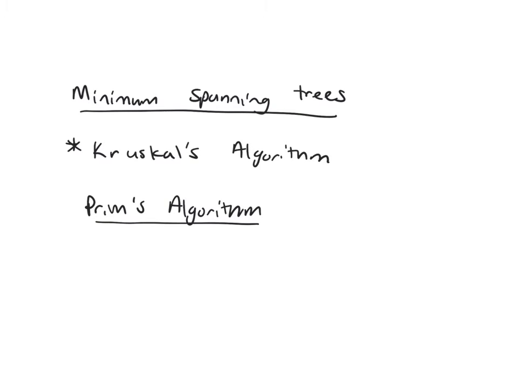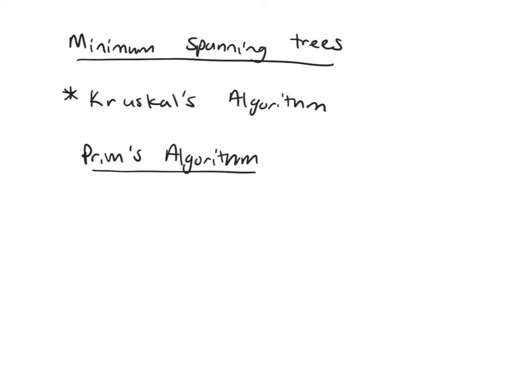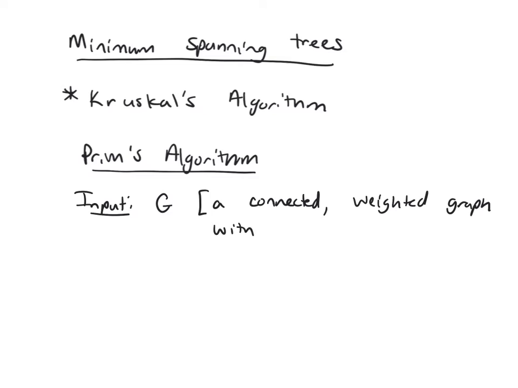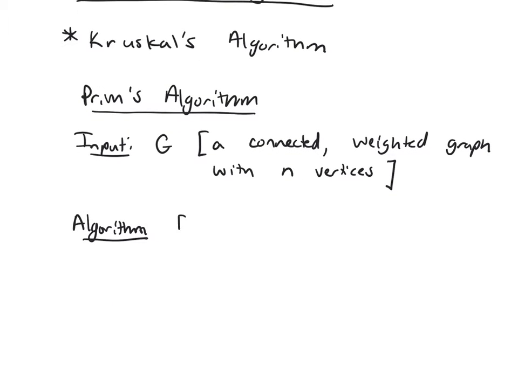So much like the last algorithm, I'm going to start by going over what is the algorithm, and then we're going to apply it. So you input into this algorithm a graph G, which has to be, remember, a connected weighted graph with n vertices, where n is some positive integer. And then here's how the algorithm is going to work. It's going to build our minimum spanning tree. It's going to build a subgraph T of G.